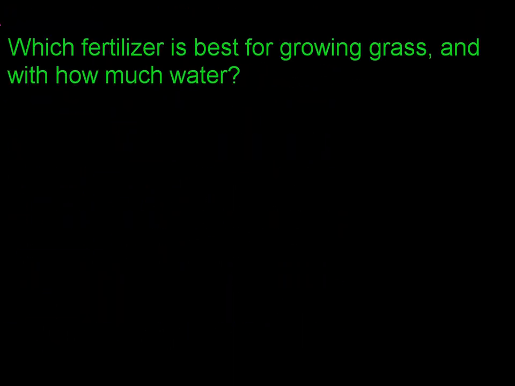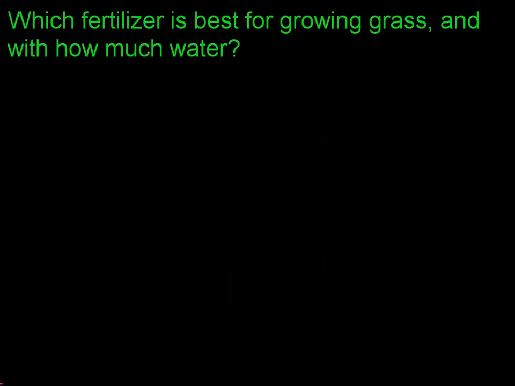Okay. All right. Let's talk about one more example here. And the example is, which fertilizer is best for growing grass and with how much water? Okay. Well, let's see here. Let's say that I have 3 different fertilizers. So I have fertilizer A, B, and C. And I have watering once a day or twice a day. Okay, 2 times a day or 1 time a day.